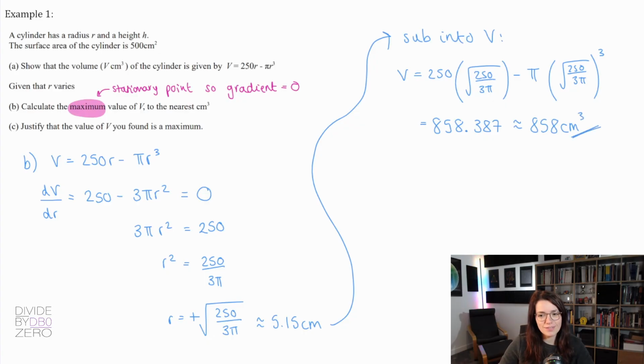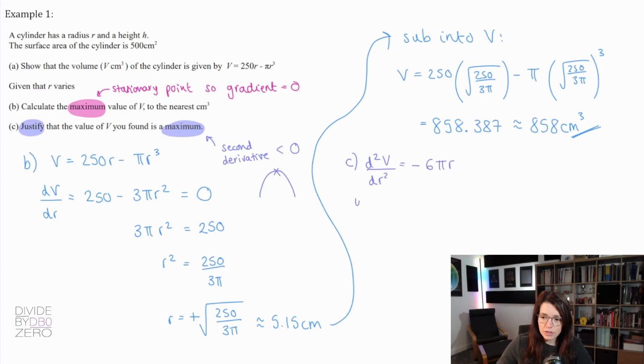Part C, justify that the value of v you found is a maximum. So justifying it's a maximum sounds like we need to prove that the second derivative is less than 0, because on a curve that would look like this. So let's find the second derivative, d squared v over dr squared. In this case will be minus 6 pi r. We're going to use the r value that we found earlier, so 250 over 3 pi all rooted. I'm going to sub that into the second derivative expression.